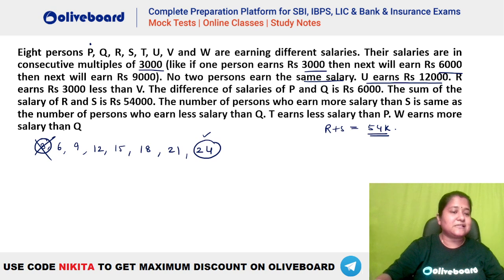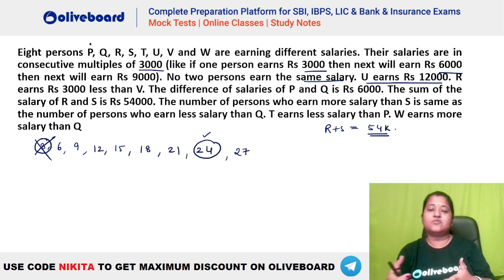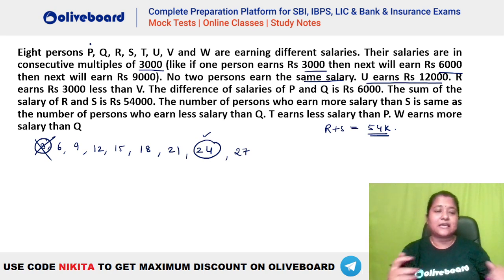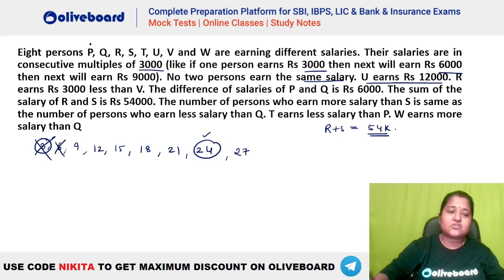So let's remove this. Let's say we take from 6,000. 6,000 means the last one will be 27,000 here. With 27,000 also, if you take the next highest thing, you can see 27 plus 24 will give you 51, which is still less than 54k. That means 6k is also not a possibility. Let's take the next case. Let's say we take 9,000 here. With 9,000, do we have a possibility?